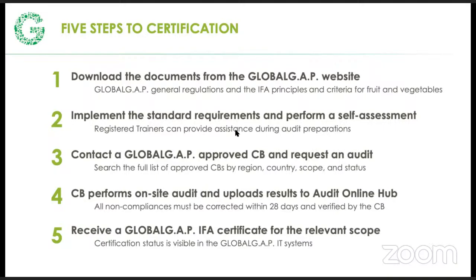So the first one is essentially going to the Global Gap website, which time permitting, I'll demonstrate. A lot of this documentation is there on the website. So you get the general regulations and principles and criteria that apply to you. And for us, because we're avocado, we'd go and get the one that's for fruit and vegetables. And from that, you go to step 2, start implementing what the standard calls out.